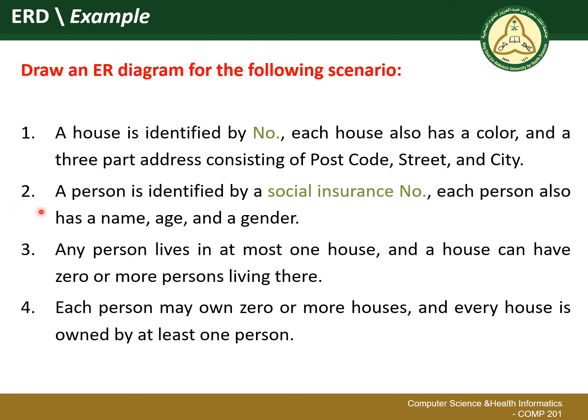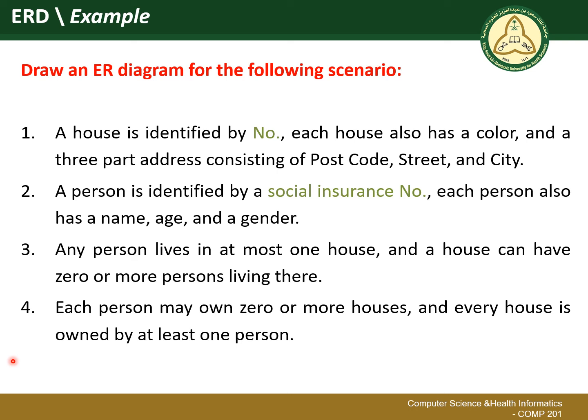A person is identified by social insurance number. Each person also has a name, age, and a gender. Any person lives in at most one house, and a house can have 0 or more persons living there. Each person may own 0 or more houses, and every house is owned by at least one person.